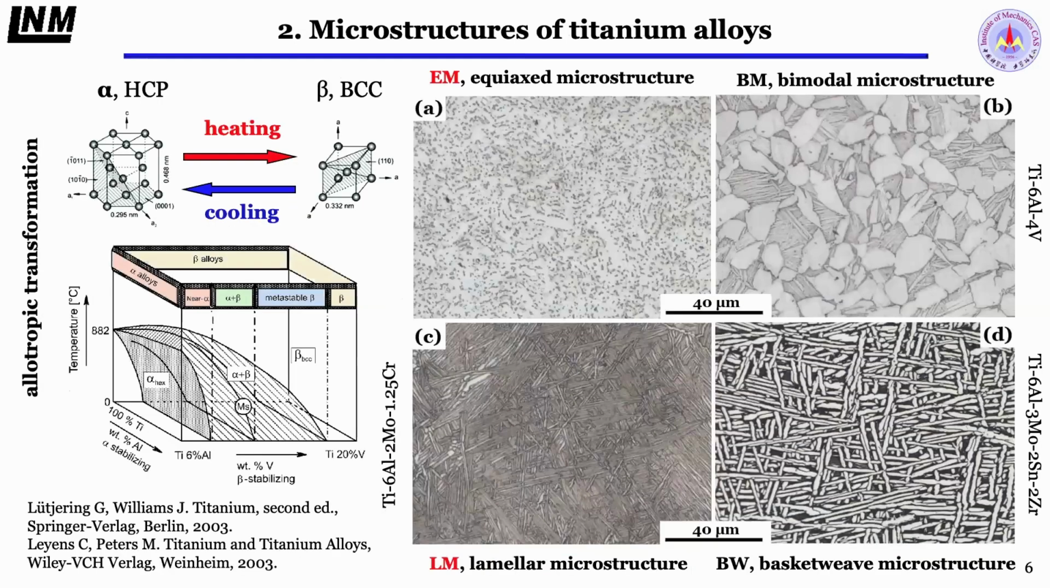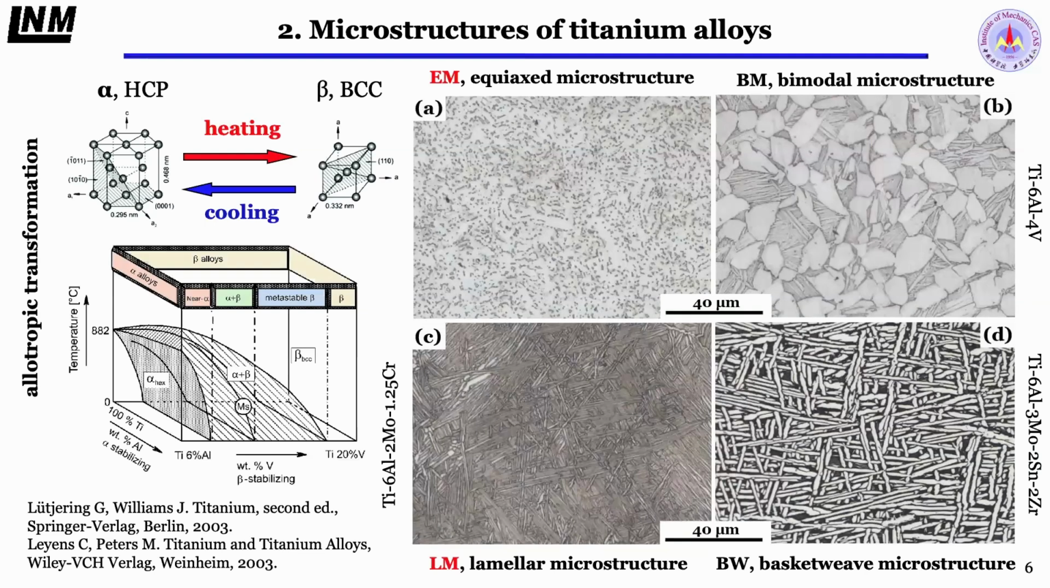Now I show the basic information about titanium alloy. Titanium alloy has two basic solid state phases. One is alpha at room temperature, and the other is beta at high temperature. This is a simplified phase diagram. Based on the beta content, they are called near alpha, alpha plus beta, metastable beta and beta. In this work, we only focus on near alpha and alpha plus beta types.